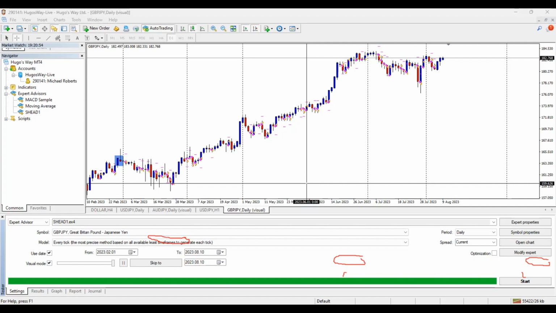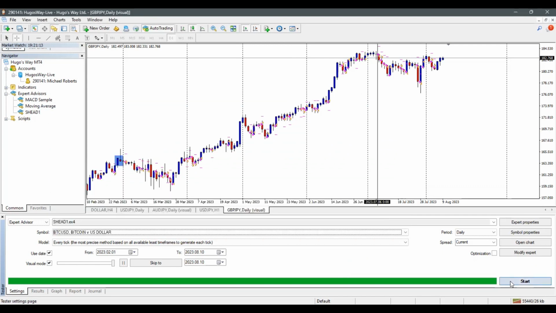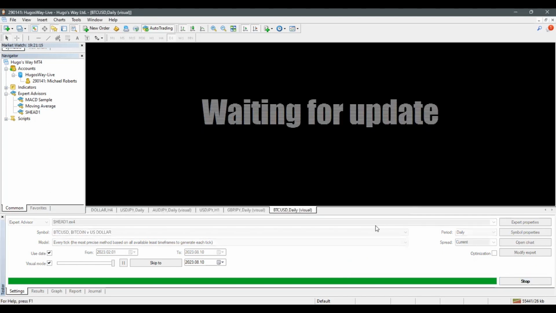All right, so let's go over to Hugo's way and take a look here. Let me just go to annotation and clear all drawings. Let's run it on Bitcoin and see what we get, right? So Bitcoin, you ready, Ash? Yeah? Let's go. All right, here we go.